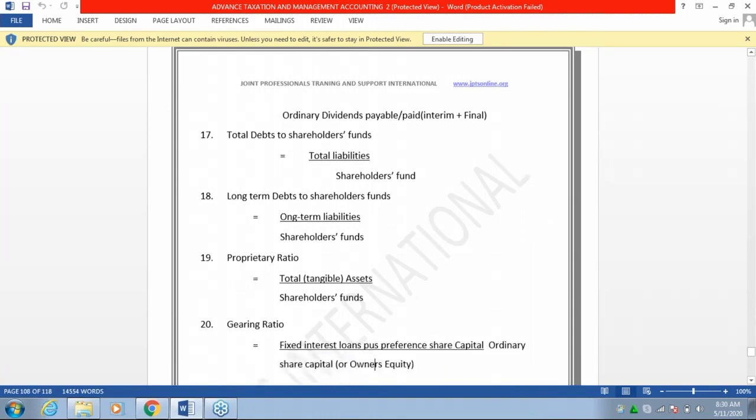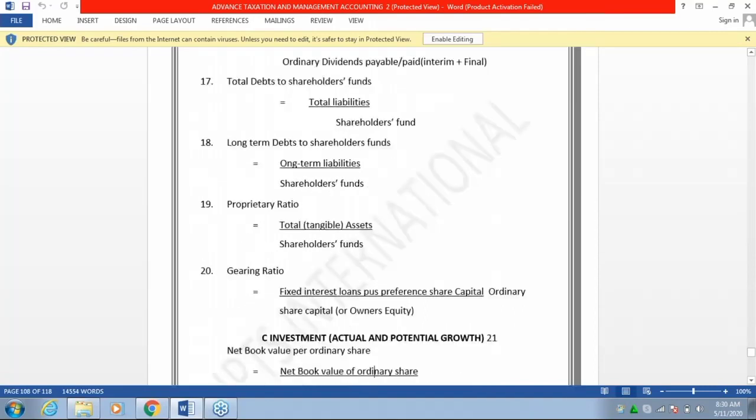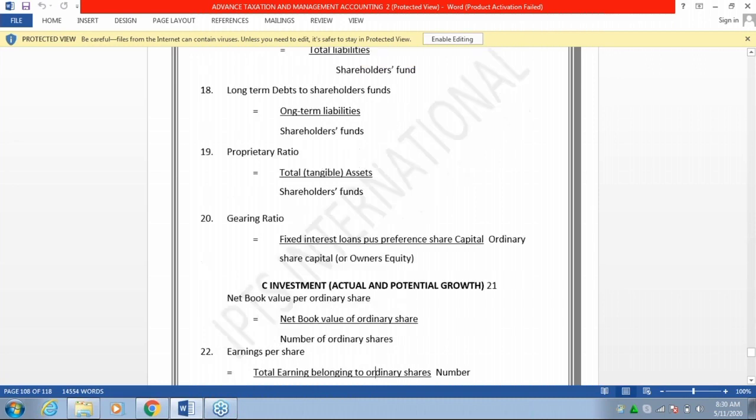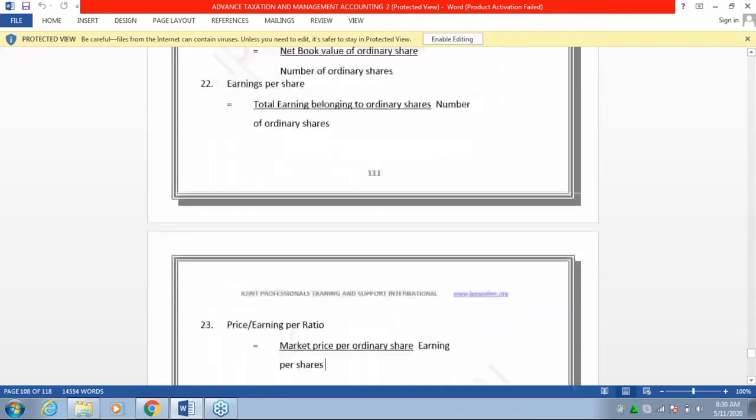Then we have the proprietary ratio. That is the total tangible assets all over shareholders fund. Then we have the gearing ratio. That is the fixed interest loan plus preference share capital all over ordinary share capital. Ordinary share capital can otherwise be called owner's equity.